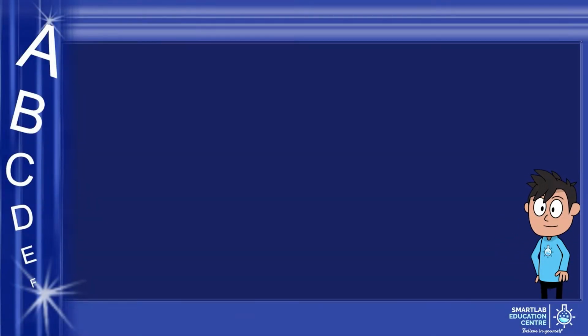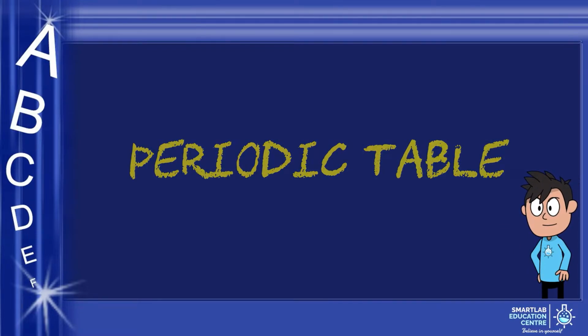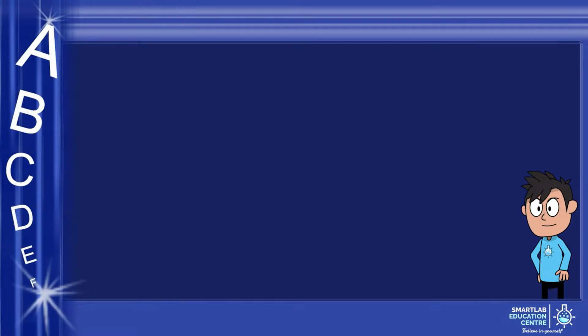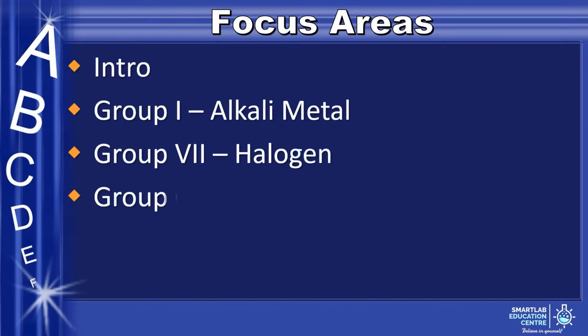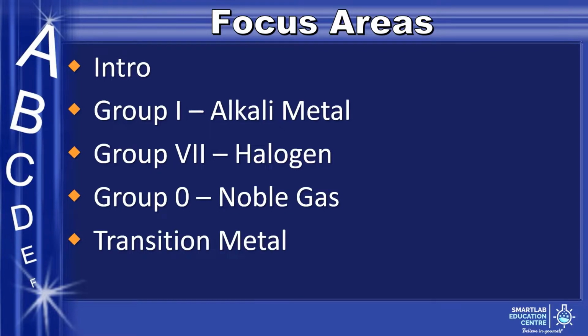Welcome back everyone. Today we learn about the periodic table. The areas we will be focusing on are Group 1 alkali metals, Group 7 halogens, Group 0 noble gases and lastly, transition metals.